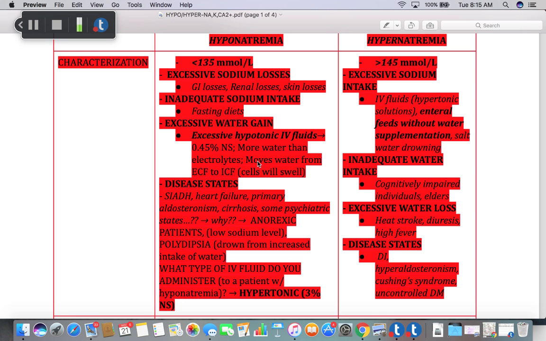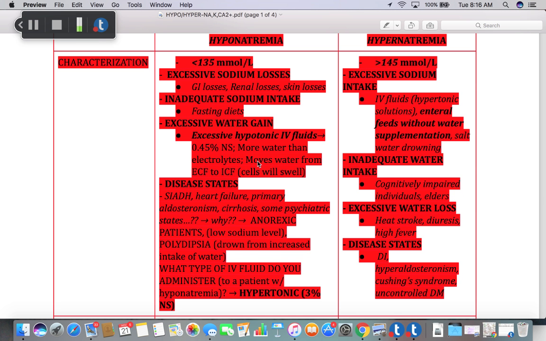Disease states that cause hyponatremia include SIADH, heart failure, primary aldosteronism, cirrhosis, and some psychiatric states. And so psychiatric states, anorexic patients have a low sodium level, and also people who are polydipsic, if they intake a lot of water, they can basically drown their own body. So if a patient is hyponatremic, you're going to give them a hypertonic solution, which is 3% normal saline.